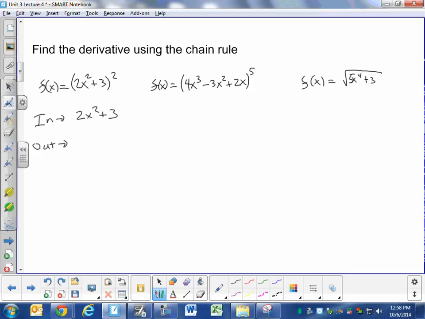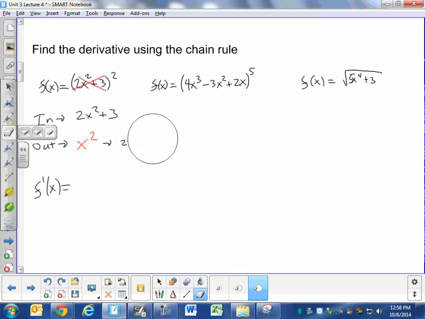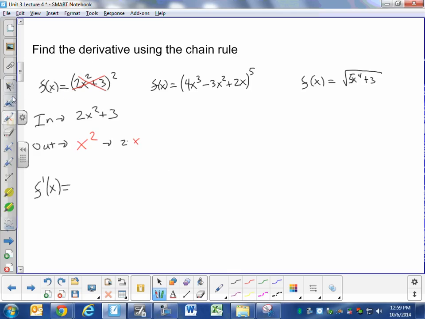So the inside function, or my g of x, is 2x squared plus 3. My outside function is this quantity being squared. Sometimes I like to think about it as just a big red x being squared. It's whatever is in the parentheses being squared. Well, using the chain rule, I would take the derivative of my outside. The derivative of x squared is 2x. However, it's 2 big red x. And then this big red x is 2x squared plus 3.